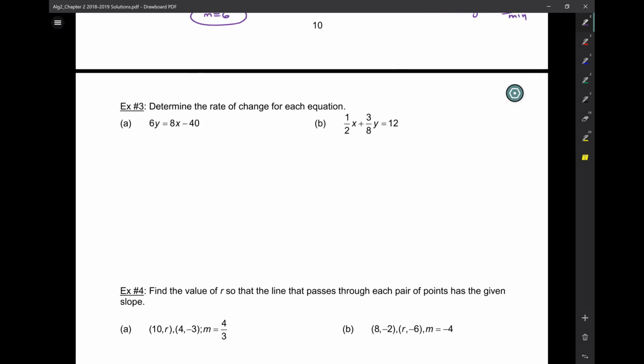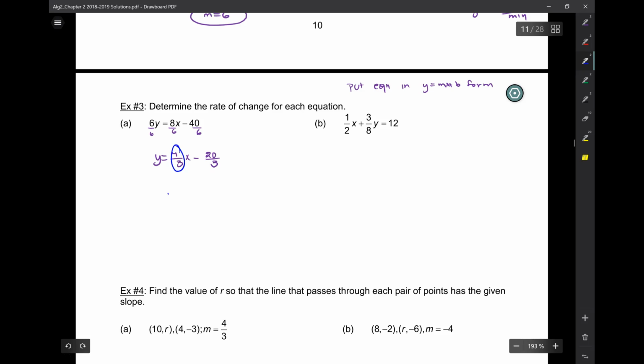When you have an equation, we're going to put the equation in y equals mx plus b form, and then the number in front of the x is our slope. So we divide by 6. Y equals 8 over 6, which is 4 over 3, x minus 20 over 3. And this value is always m.